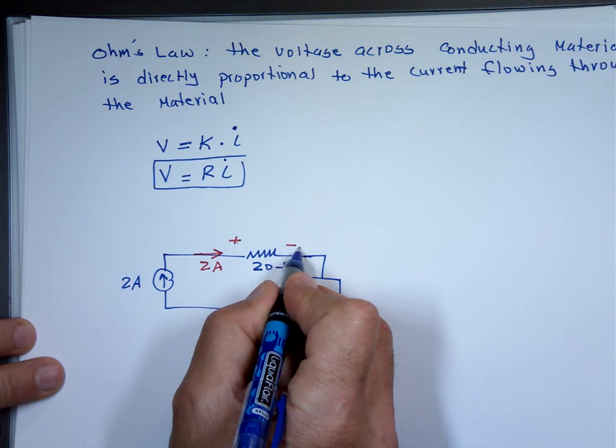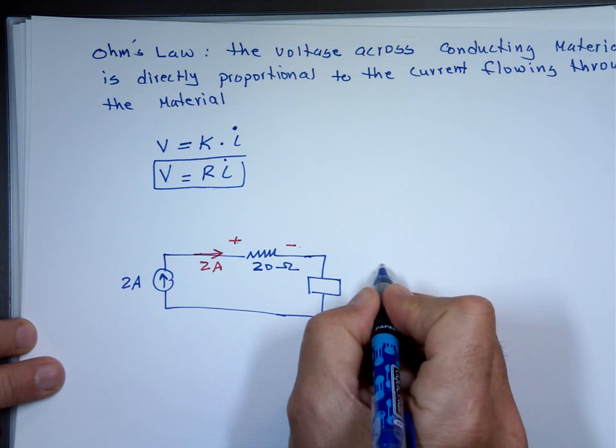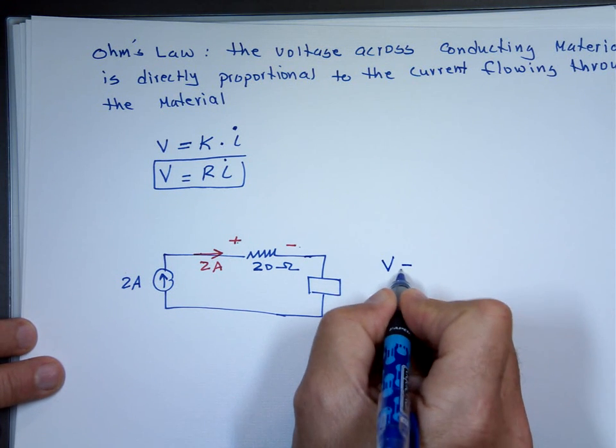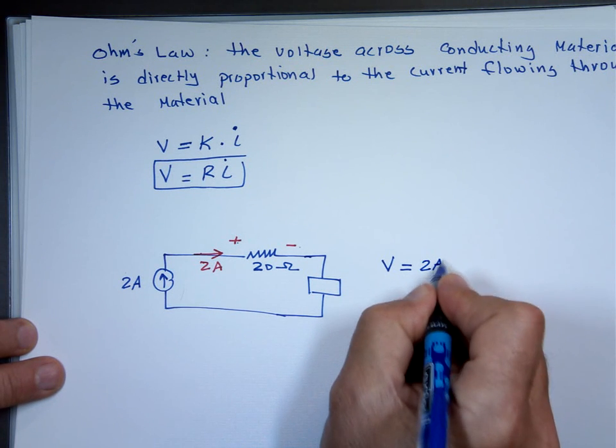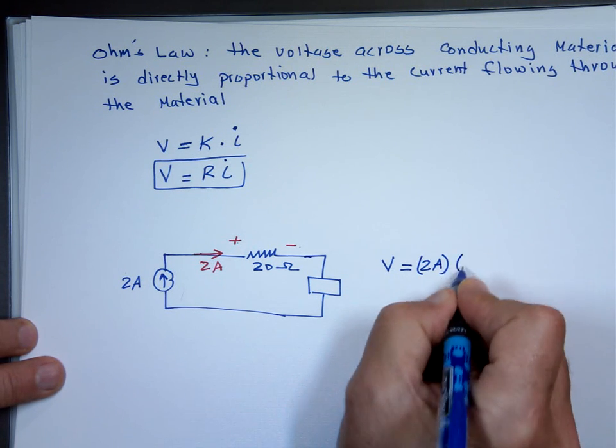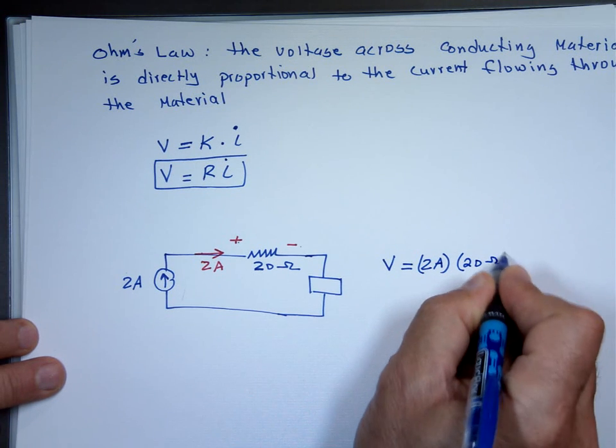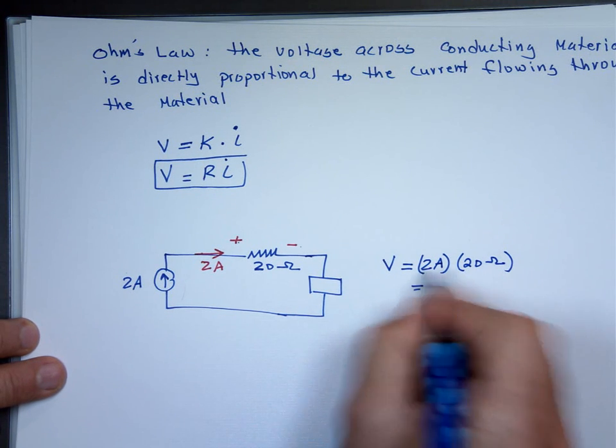So here the voltage, according to Ohm's law, equals the current, which is what? 2 amps, times the resistor, which is what? 20 ohms. And the voltage is always measured in what? Volts. 2 times 20, which is what? 40 volts.